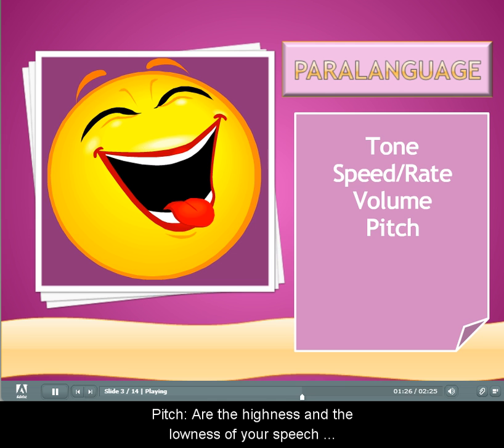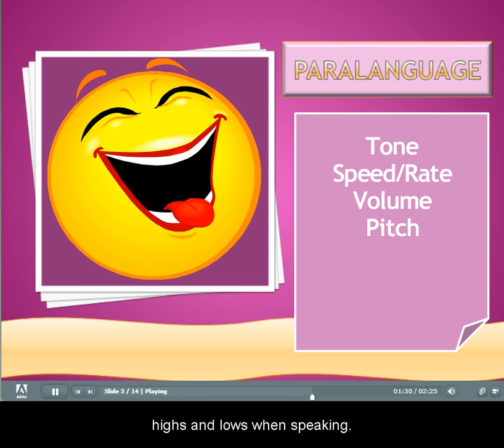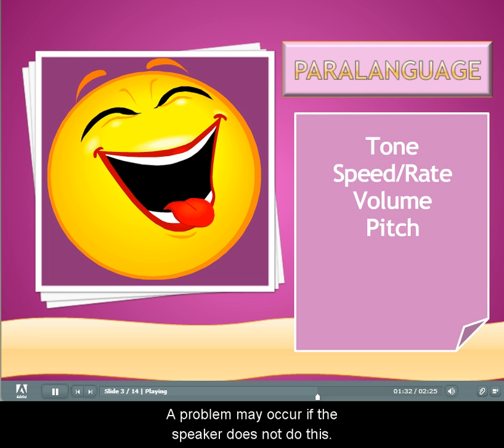Pitch is the highness and the lowness of your speech on a musical scale. You want to have a variety of highs and lows when you're speaking. A problem may occur if the speaker does not do this. The problem is monotone. No one wants to hear or listen to the economics teacher from Ferris Bueller's Day Off.